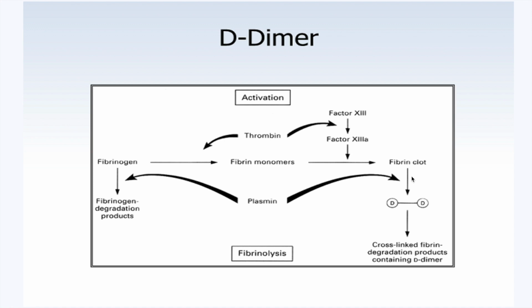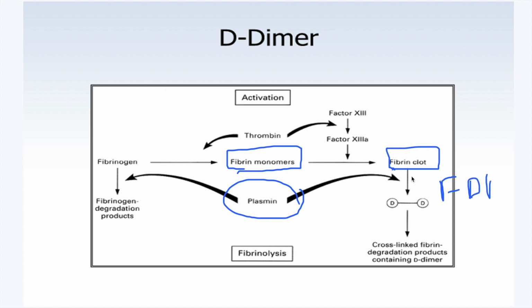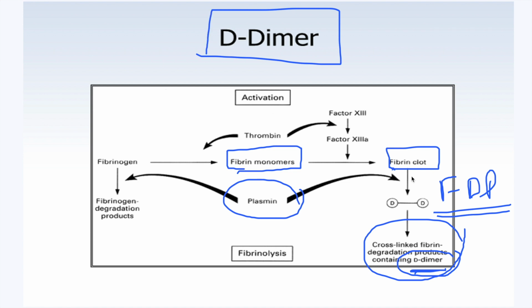So we discussed till the time the fibrinogen gets converted into fibrin monomers, okay, into fibrin clot. So what happens after that is the fibrinolytic pathway. So here the plasmin converts the fibrin clot into fibrin degradation products. So fibrin degradation products are again of various types. Whenever the mature fibrin clot is formed, after the fibrinolytic pathway, fibrin degradation products will be formed, and they will contain D dimer. Okay, so this D dimer is used to diagnose the case of DIC.